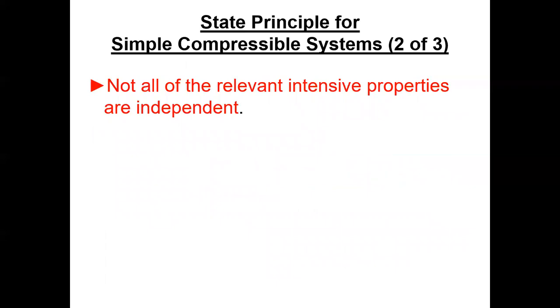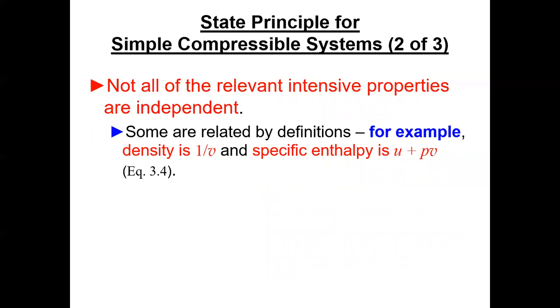Okay, not all of the relevant intensive properties are independent. And this is a big deal. We'll spend a lot of time talking about this today. Some are related to definitions. For example, density is 1 over specific volume, and specific enthalpy is internal energy plus pressure times specific volume, and the PV is what we call a flow work term, and that comes into play when I have mass flowing into or exiting a control volume.